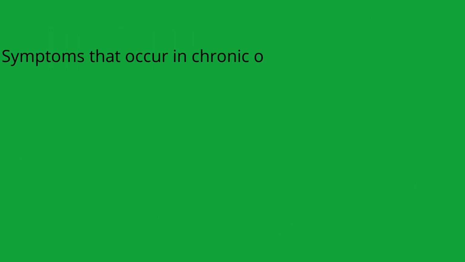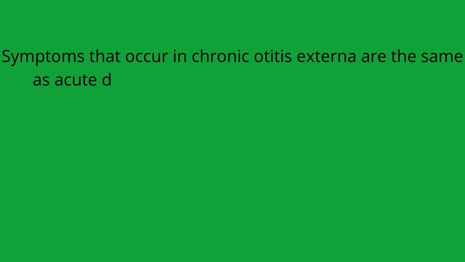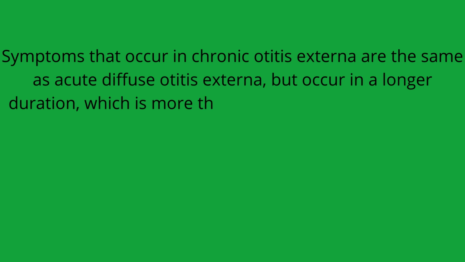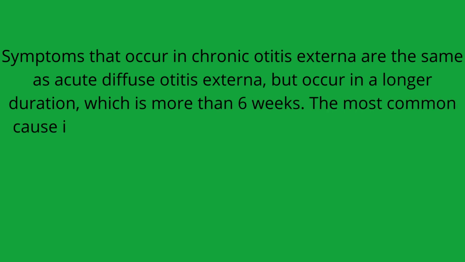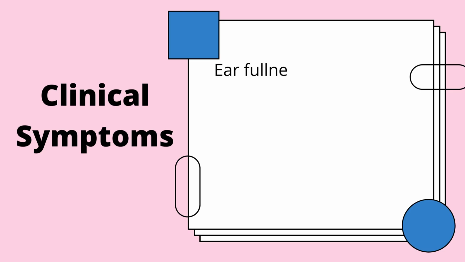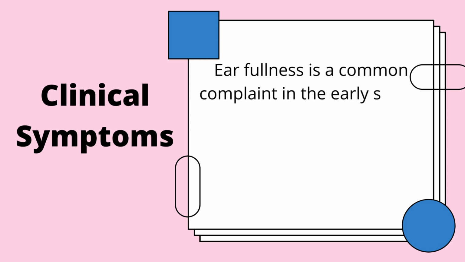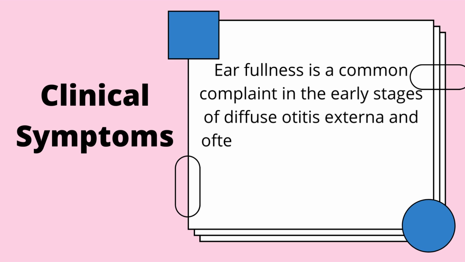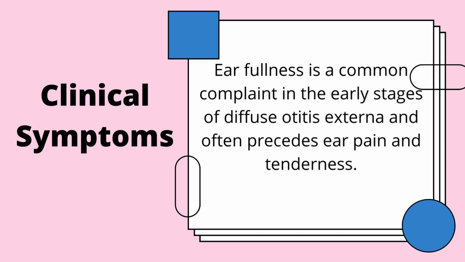Chronic otitis externa. Symptoms that occur in chronic otitis externa are the same as acute diffuse otitis externa, but occur for a longer duration, which is more than 6 weeks. The most common cause is a bacterial or fungal infection that is not treated properly. Clinical symptoms. Fullness of the ear is a common complaint in the early stages of diffuse otitis externa and often precedes the occurrence of aches and tenderness.